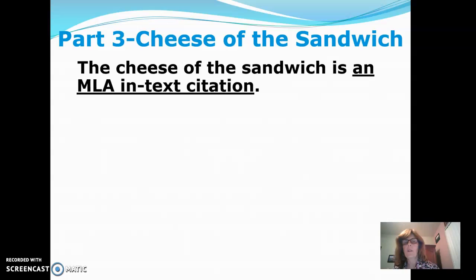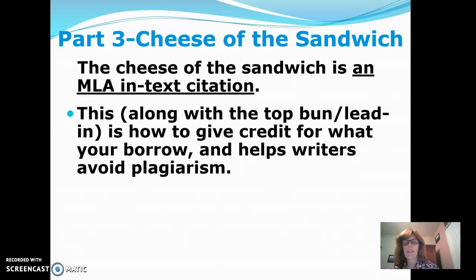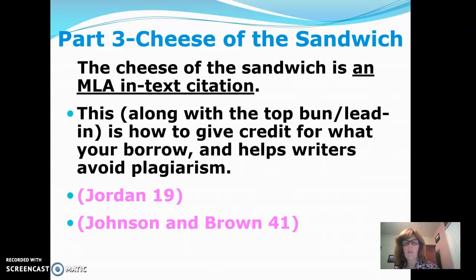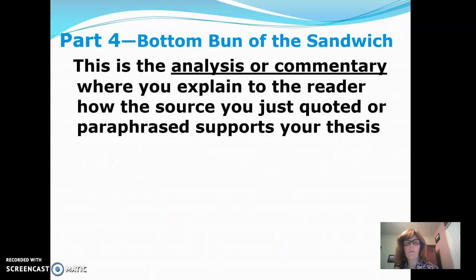And then comes what's called the cheese of the sandwich, part 3, which is the MLA in-text citation. This, along with the top bun, is what sandwiches what you're borrowing and helps us as writers to avoid plagiarism. So each citation has a parenthesis with the author's last name and the page number. If there is no author's name, such as in many online sources, then you would just put the article title in parentheses right after what you've borrowed.